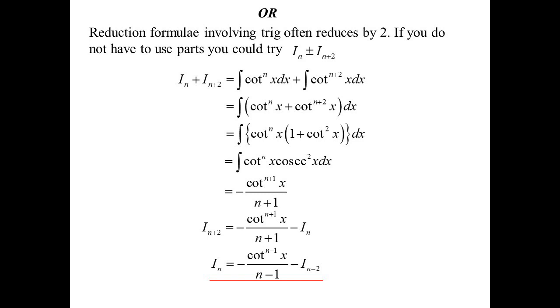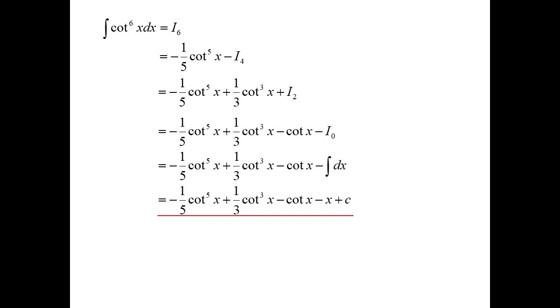It can often work. Alright, well let's now go and find that I6. We've got the formula. So substitute it in. It's reducing by 2 each time, so I now have I4, I2, I0, and then I'll just integrate I0, which is integral of dx, and we get minus x plus a constant.